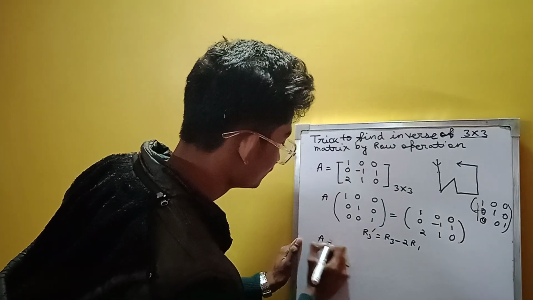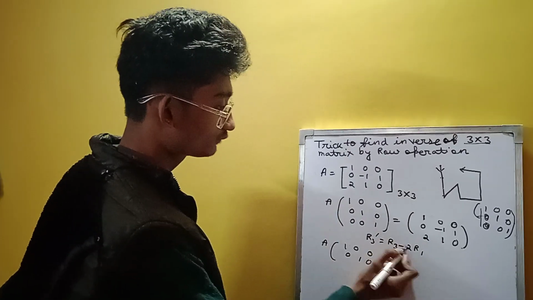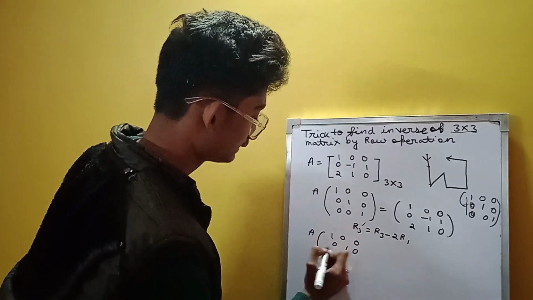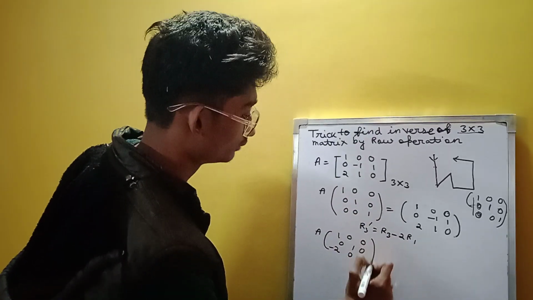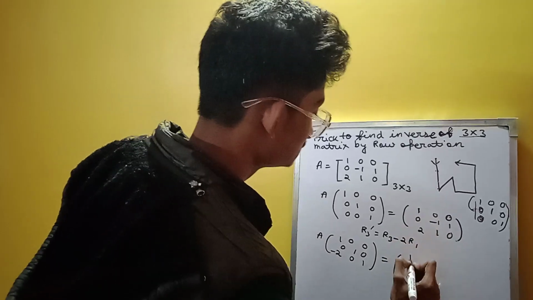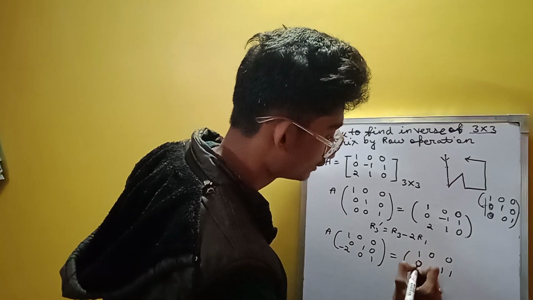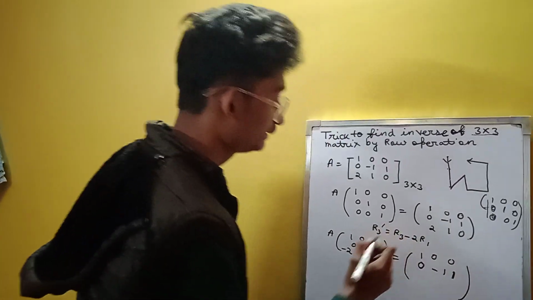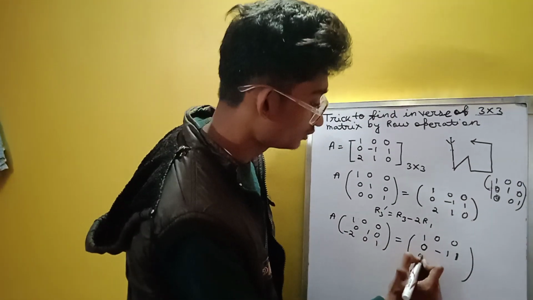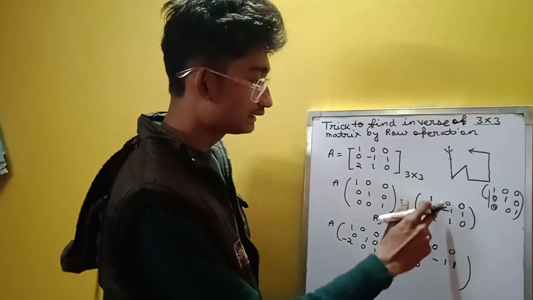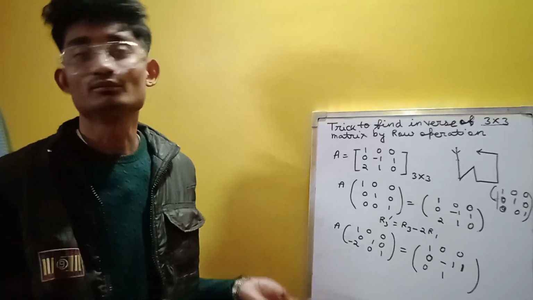So A times 1 0 0, 0 1 0, and row 3 minus 2 times row 1. So 0 minus 2 times 1, that is minus 2. 0 minus 2 times 0, that is 0. And 1 minus 0, that is always 1. So row 1 as it is, row 2 as it is, will be the same. Only row 3 will be transformed. So 2 minus 2 times 1 will be 0. Then 1 minus 2 times 0 will be 1. And 0 minus 2 times 0 will be 0, simply.